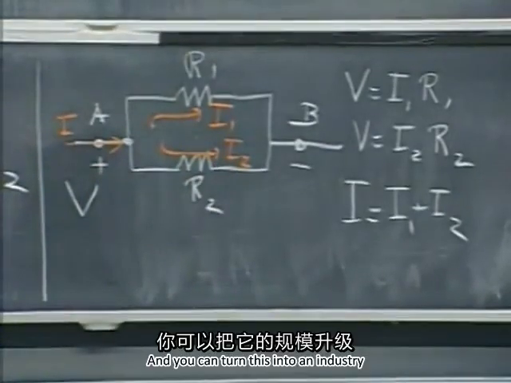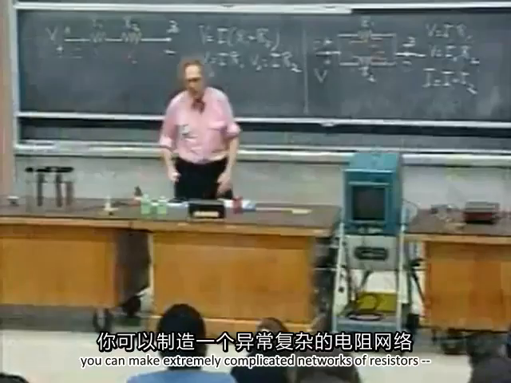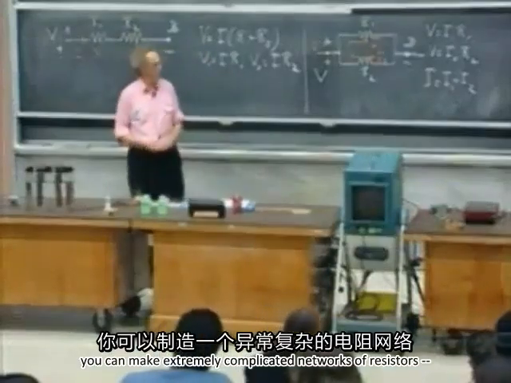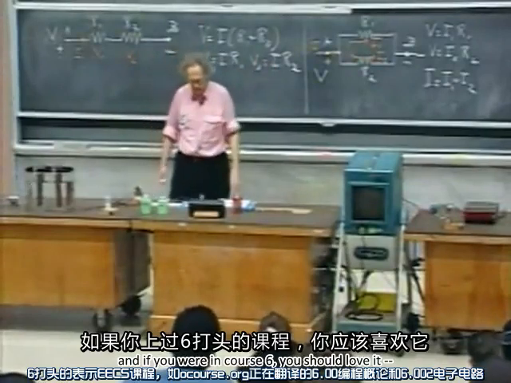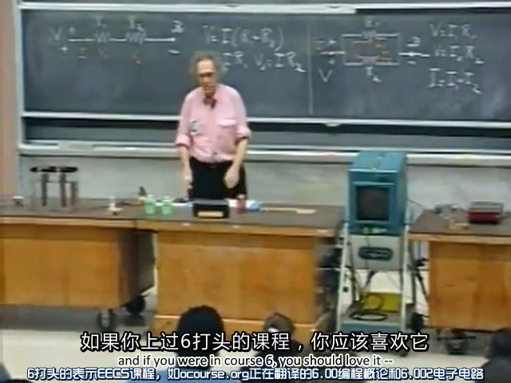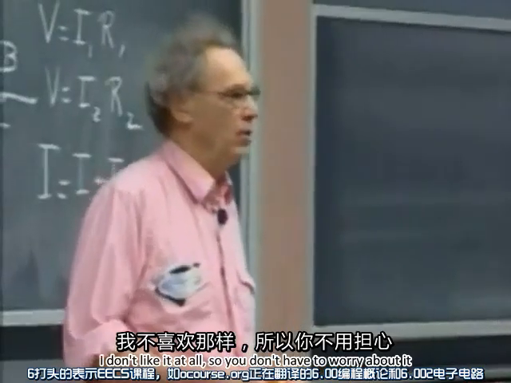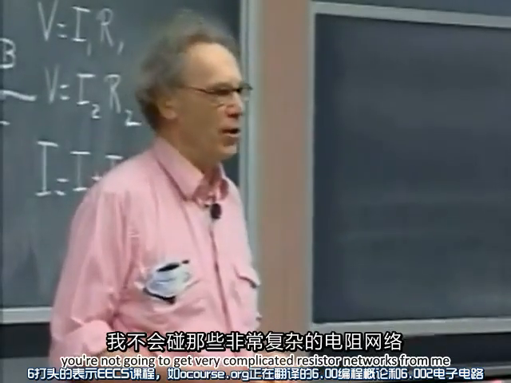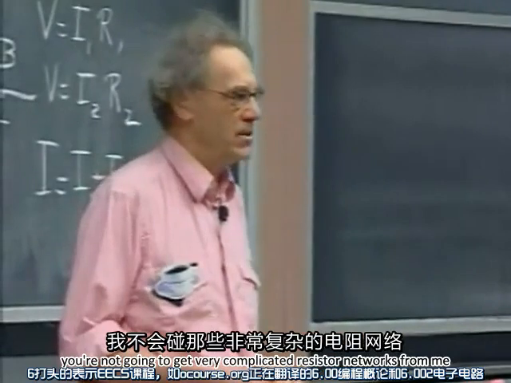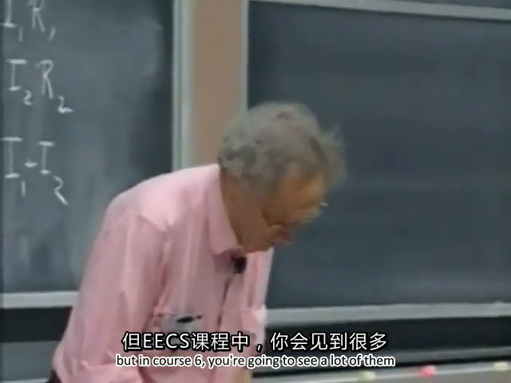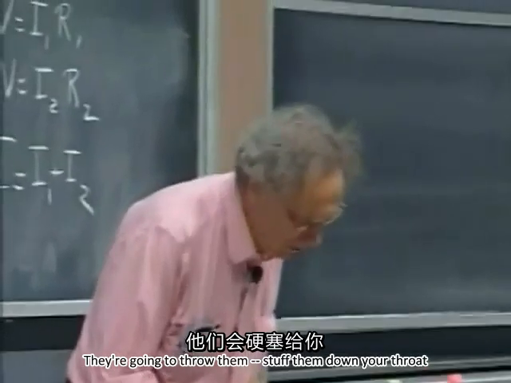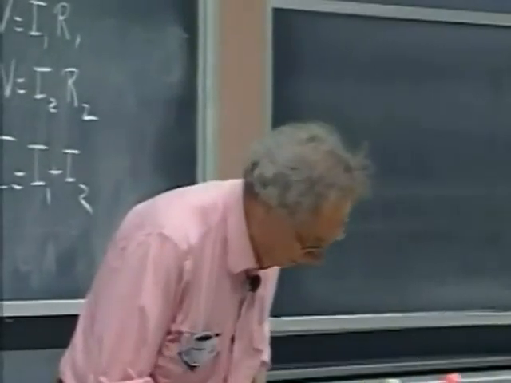And you can turn this into an industry. You can make extremely complicated networks of resistors. And if you're in course 6, you should love it. I don't like it at all. So you don't have to worry about it. You're not going to get very complicated resistor networks from me. But in course 6, you're going to see a lot of them. They're going to stuff them down your throat.